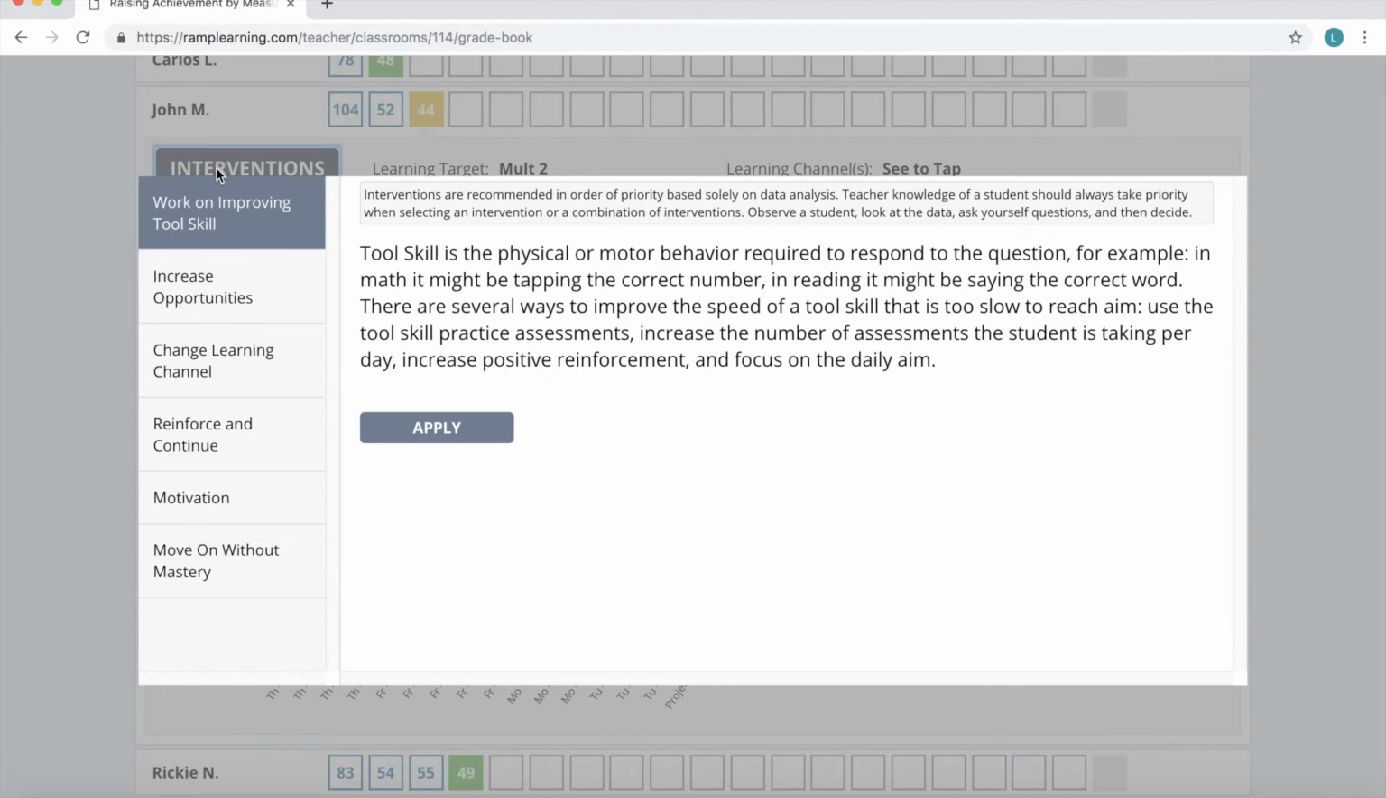Mostly it's to use the tool skill practice assessments and to increase the number of assessments the student is taking per day, to give them practice so that they can perform the motor skill more quickly. Since John is making very few errors but not increasing in his fluency, he probably needs more practice to increase his speed, and an increase in motivation might also help. Or his teacher might have other ideas about how to improve his fluency.